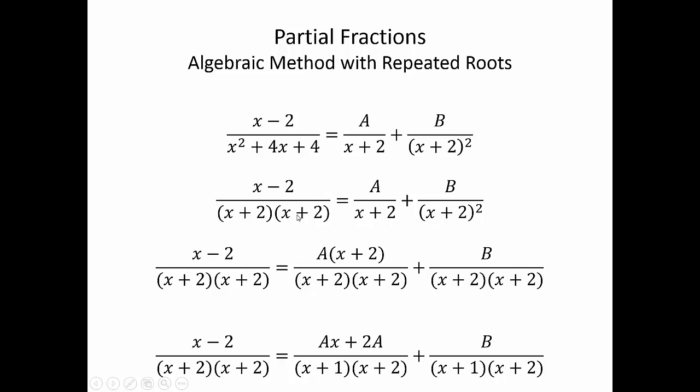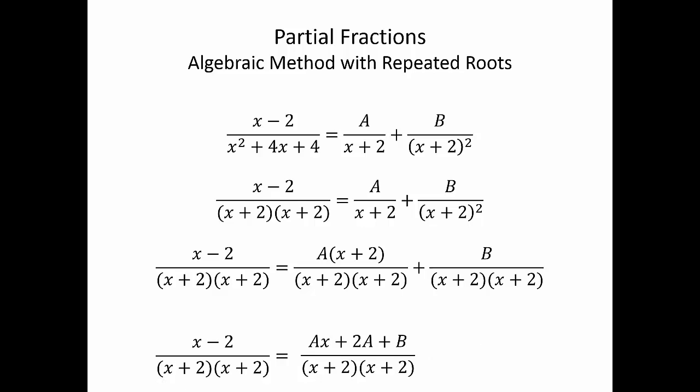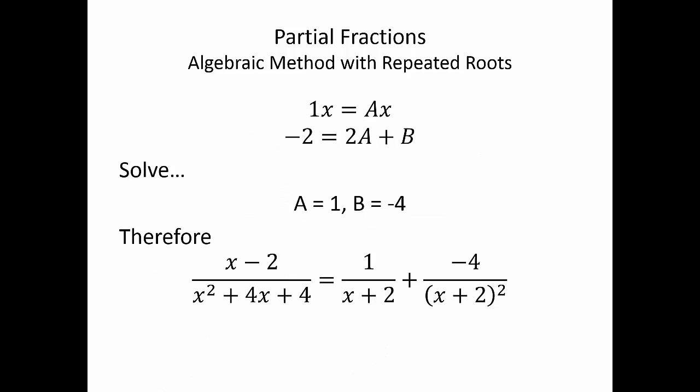We factor on the left-hand side. We get common denominators on the right-hand side. Distribute our terms in our numerator. Rewrite things such that our x terms are separated from our constant terms. And again, our x term coefficients have to match our x term coefficients on the left, and our constant coefficients on the right need to match our constant coefficients on the left.